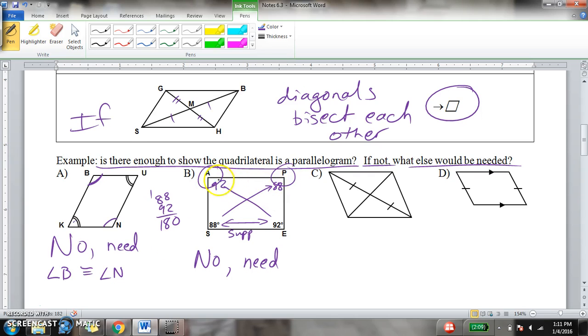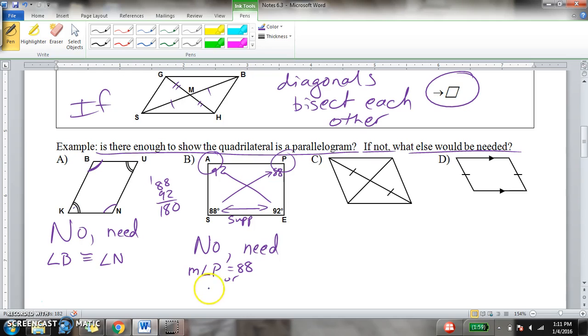If we knew one of those, then based on the rules we learned in the first section of this chapter, we could add these 3 up and subtract the total from 360, because we know a 4-sided shape adds up to 360 degrees. So if we had at least one of them, then we could conclude that this was a parallelogram. So we would need either that the measure of angle P is 88, or that the measure of angle A was 92.